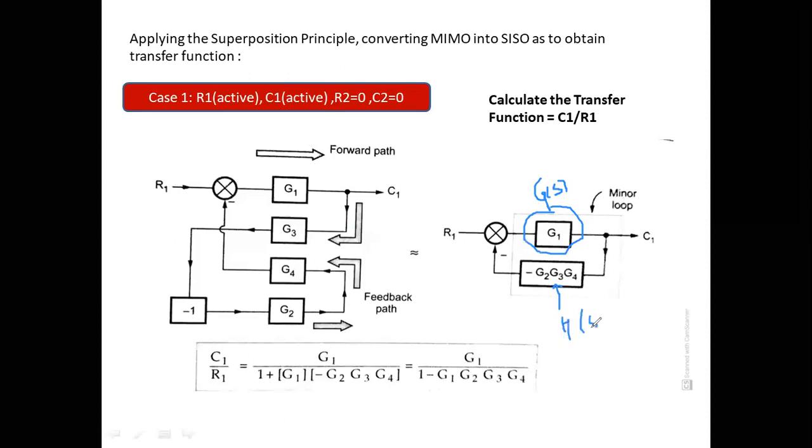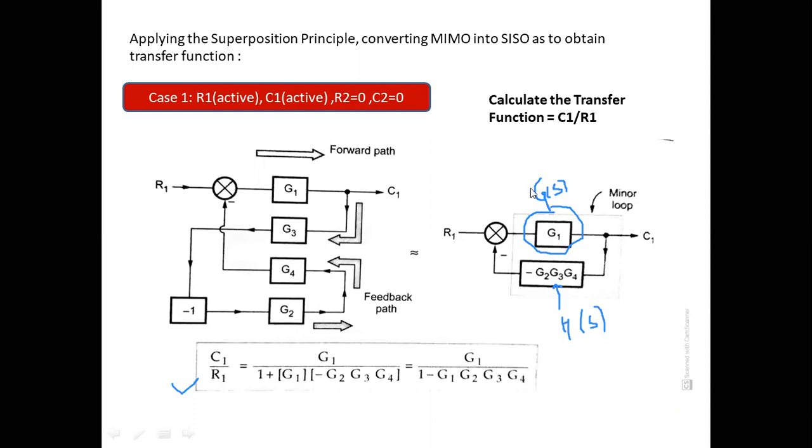Fine. So when you have an idea what G(s) is and what H(s) is, you can directly take the formula, which is C1/R1 = G(s)/(1 + G(s)H(s)). By keeping the value of G(s)/(1 + G(s)H(s)), you will get a transfer function like this. So this is case 1. I hope you got this particular case.